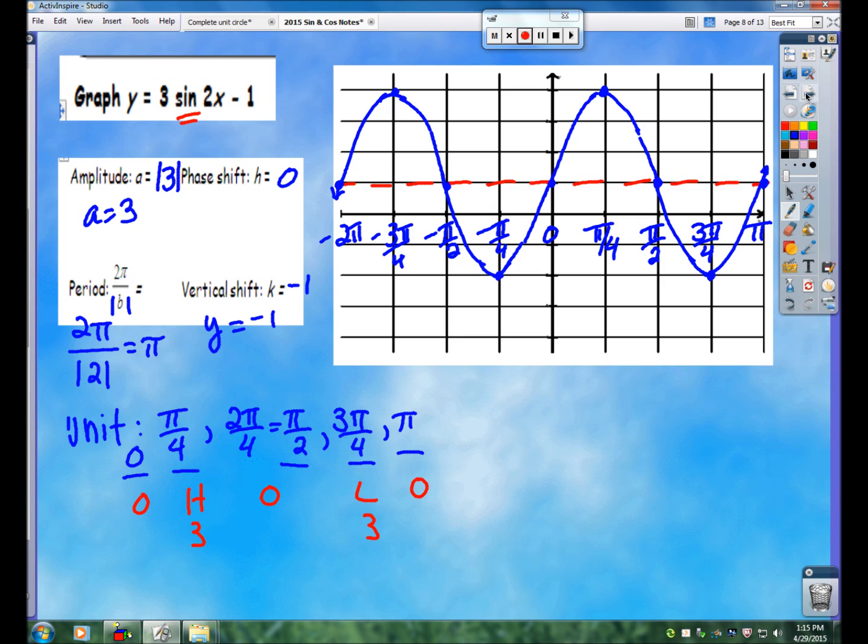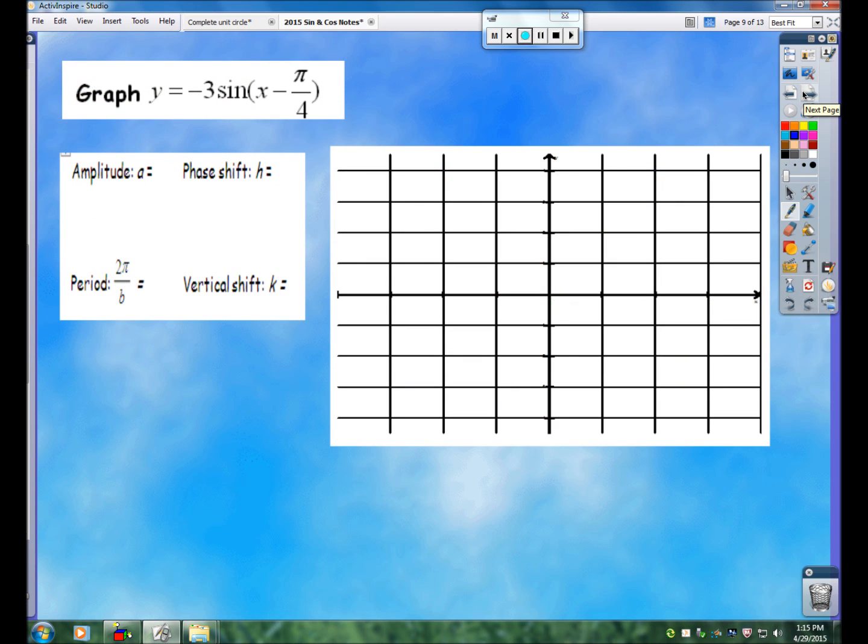Alright, look at another example. We got y is equal to -3 sine of quantity x minus pi over 4. Alright, so the amplitude. The amplitude is the absolute value of -3, so the amplitude is +3 because it has a height of 3. And height is always a positive distance.